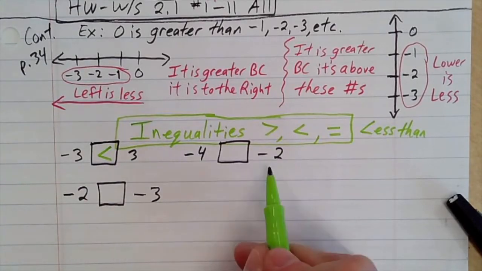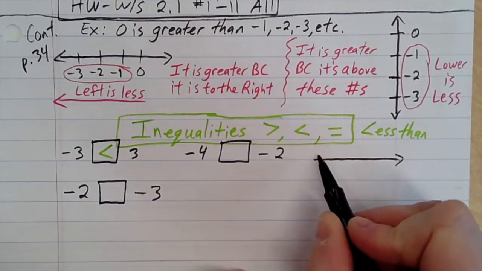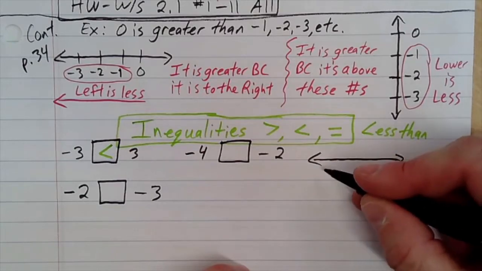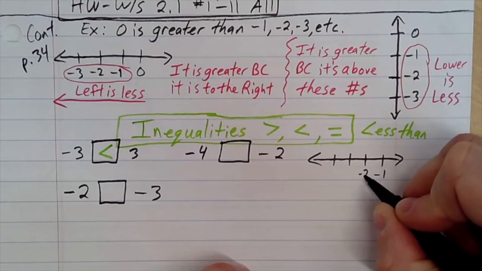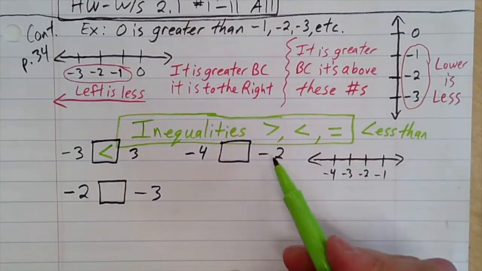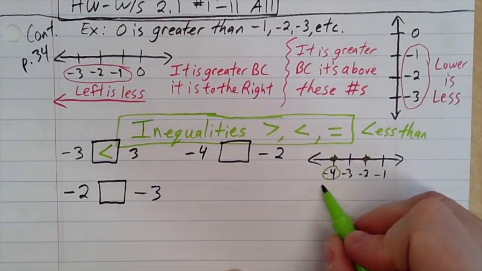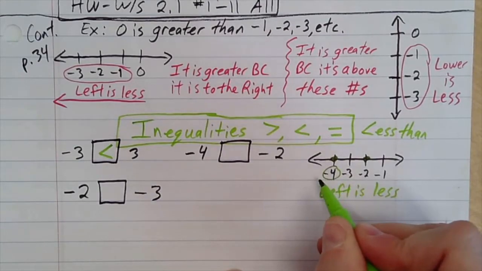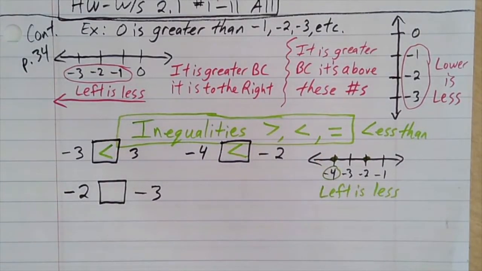-4 and -2 make it kind of tricky, so that might be one where you want to draw a little number line here. And you don't have to have a lot of numbers on your number line. -1, -2, -3, -4, if this is -1, -2, -3, -4. So if you're comparing -4 and -2, well, we talked about left is less. So -4 is further to the left, so it's actually less than -2 to fill in your inequality.